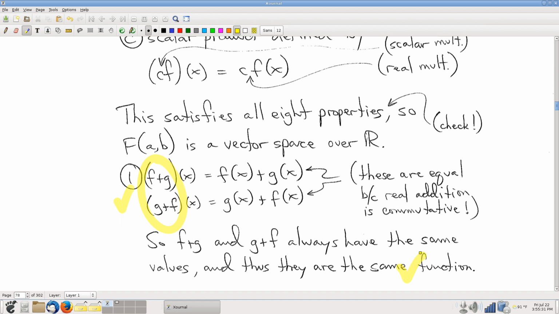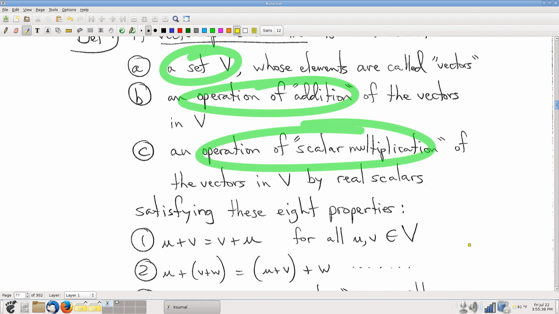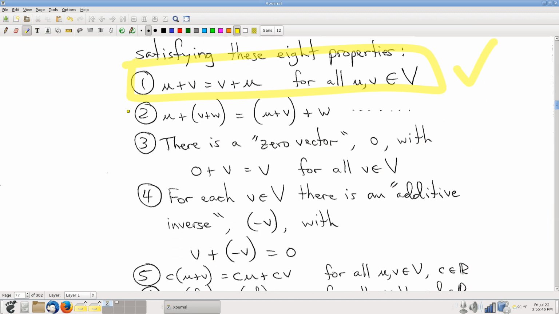And therefore this addition is commutative. This new addition of vectors is commutative. So that's how you prove property number 1. Good. We've now checked that property for this would-be vector space, and students can go through and do the remainder on their own.